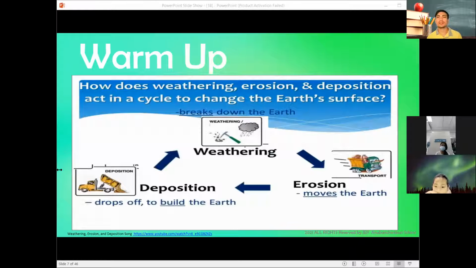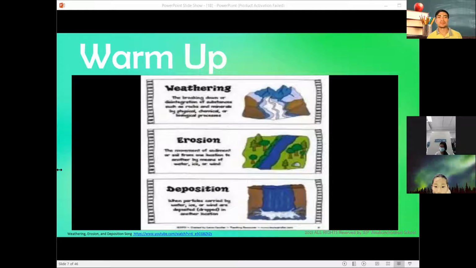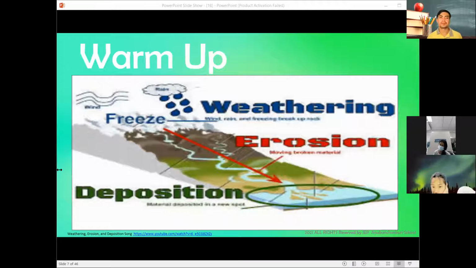Weathering, erosion, and deposition. How did this sediment end up in this position? The force of gravity is always pulling things down. Water, wind, and ice are always giving rocks a good breakdown.